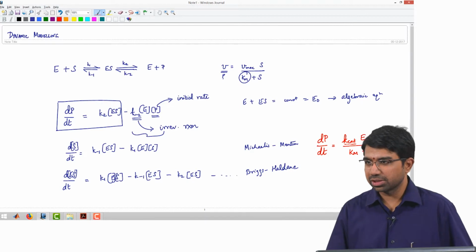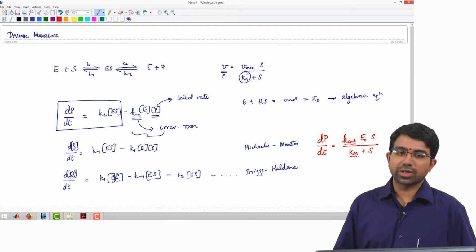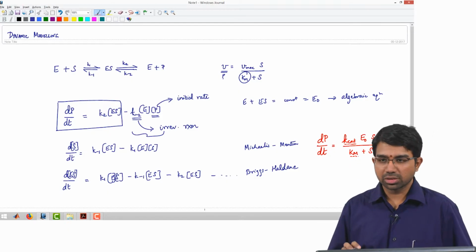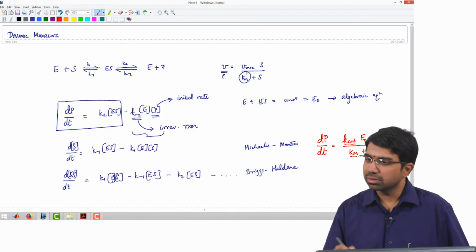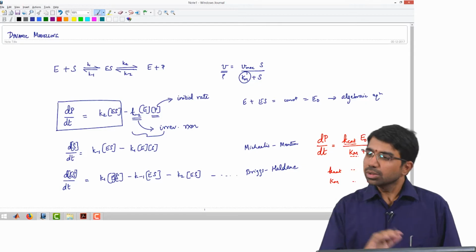E naught is like an initial condition more or less, it is the concentration of enzyme, but K cat and Km are your parameters. Obviously, units of Km are the same as substrate concentration, and K cat will have its own units. K cat will be in units of inverse time. And Km in micromolar, nanomolar, whatever, some concentration units. So, this is classic Michaelis Menten.